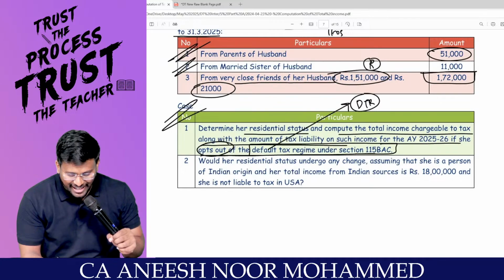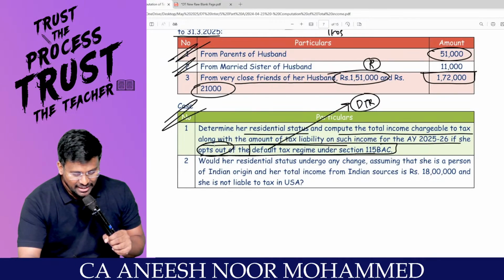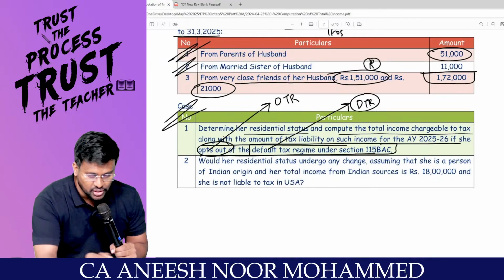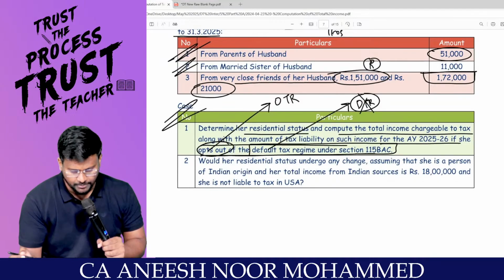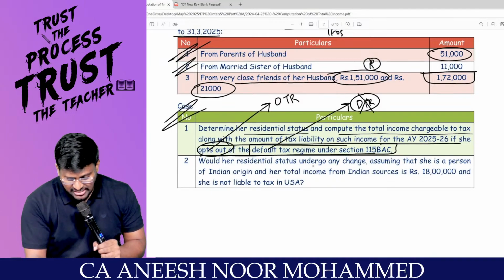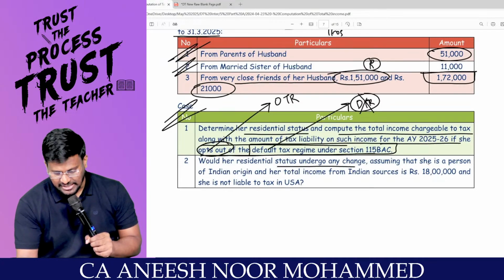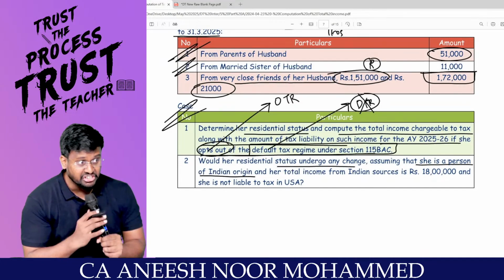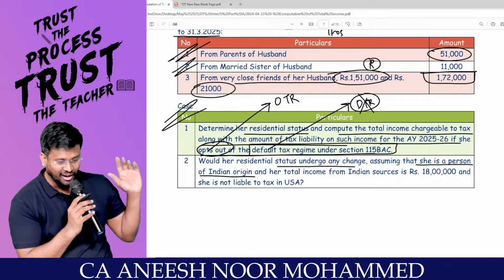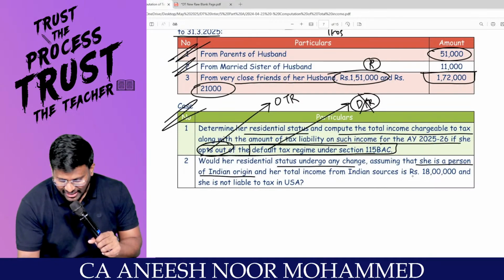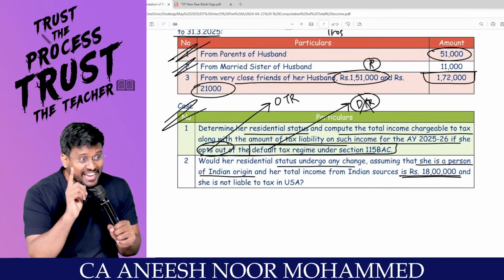Opt out of the default tax regime. That means optional tax regime. Would a residential status undergo any change assuming that she is a person of Indian origin? And her total income from Indian sources is 18 lakh.